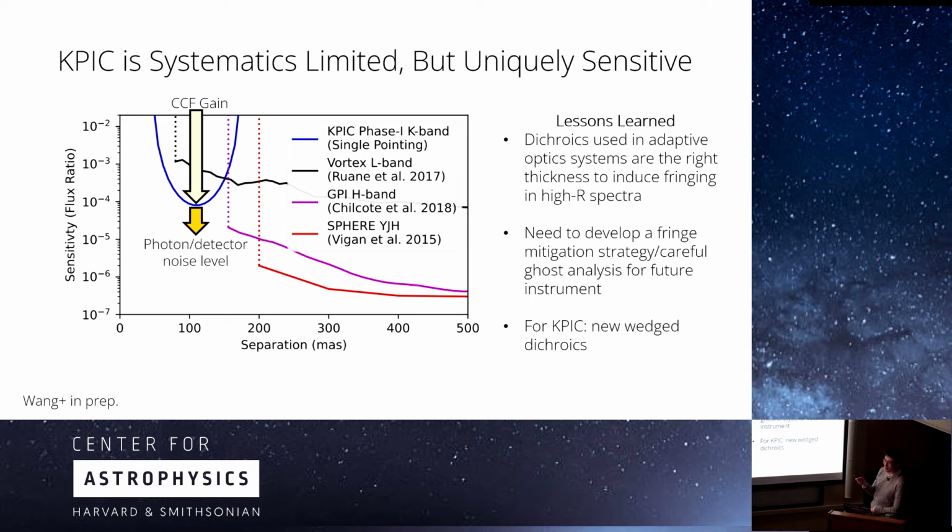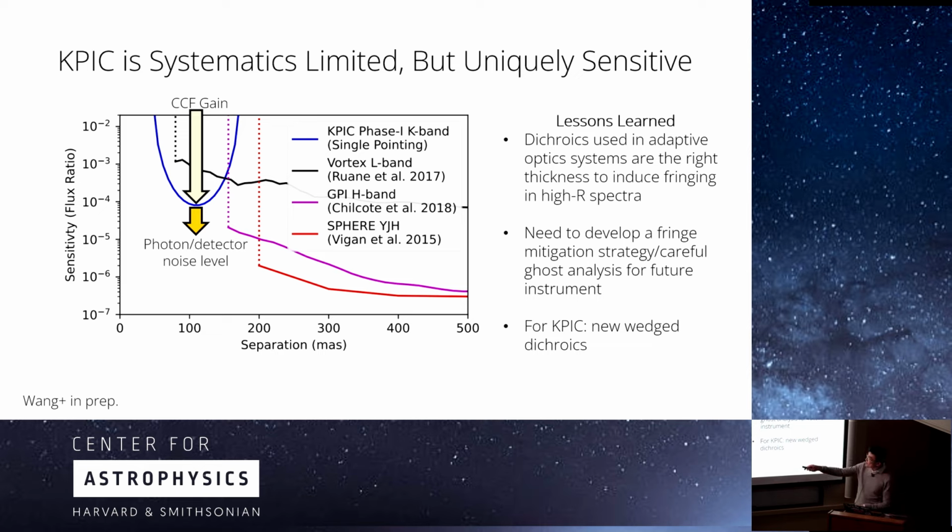That spectral fringing mimics the signature of molecular absorption lines, and especially that is limiting our sensitivity down here. And we think if we can remove that fringing by, say, wedging the dichroics, maybe picking different materials, changing the index of refraction in some way, we can actually go further down and eventually hope to reach this photon or detector noise floor that we've been trying to aim for.